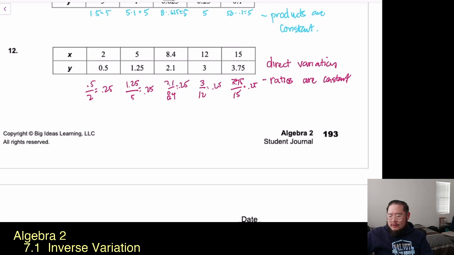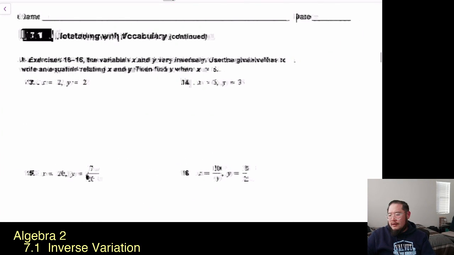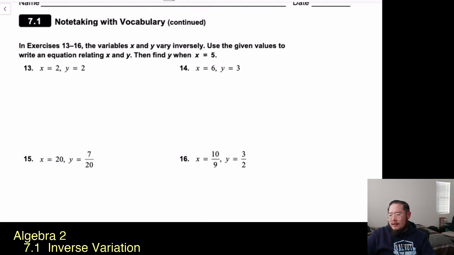Next up, let's go to problem number 13. So they give us values, x and y, and they're supposed to vary inversely. All right, so use the given values to write an equation relating x and y. So remember, our equation that we have is y is equal to a over x. To start off with, we just need to figure out, well, what happens to be a? Quite simply, we plug things in.